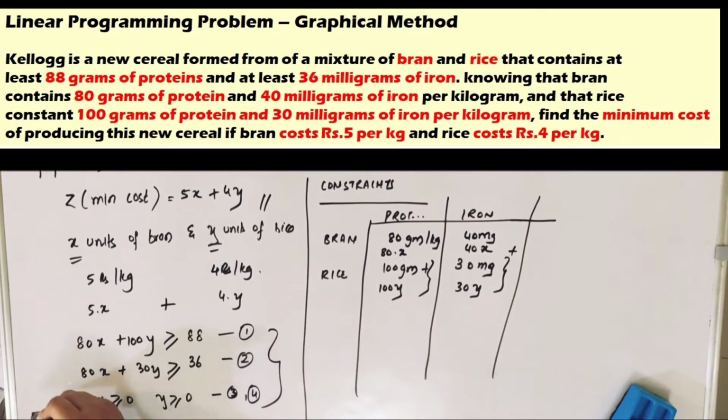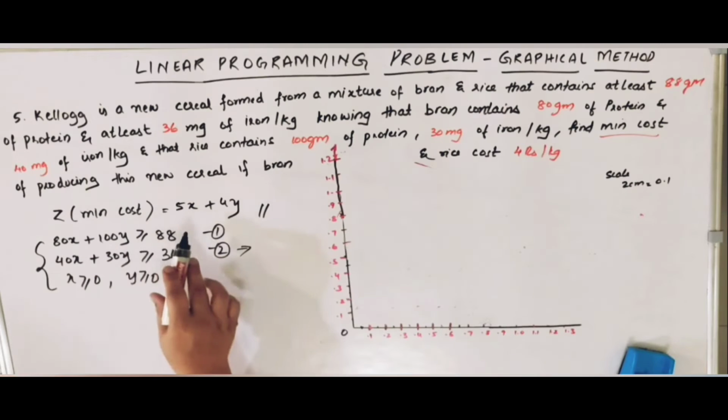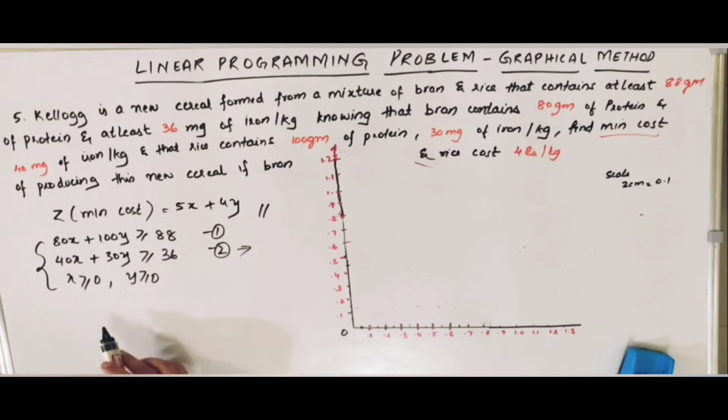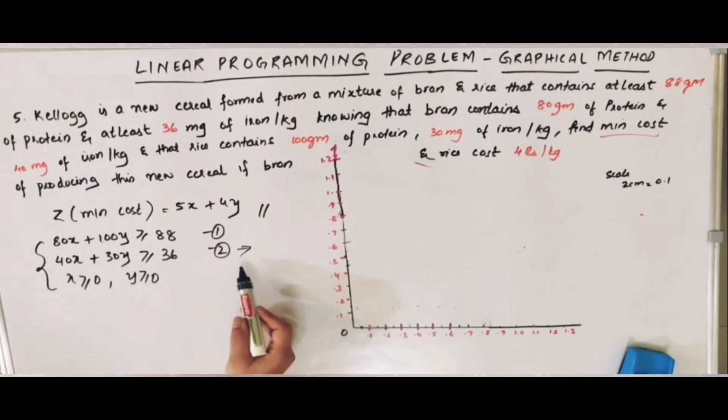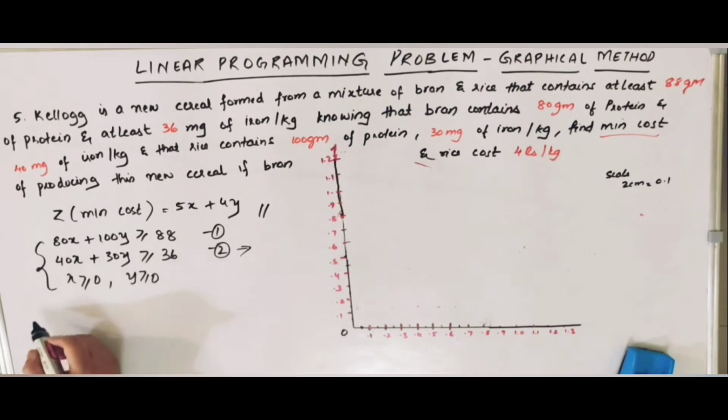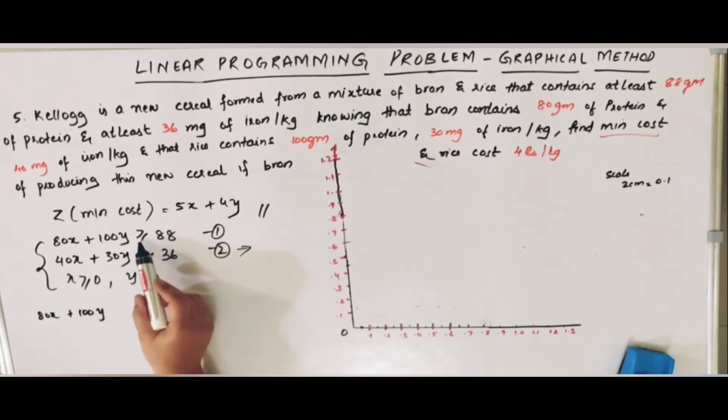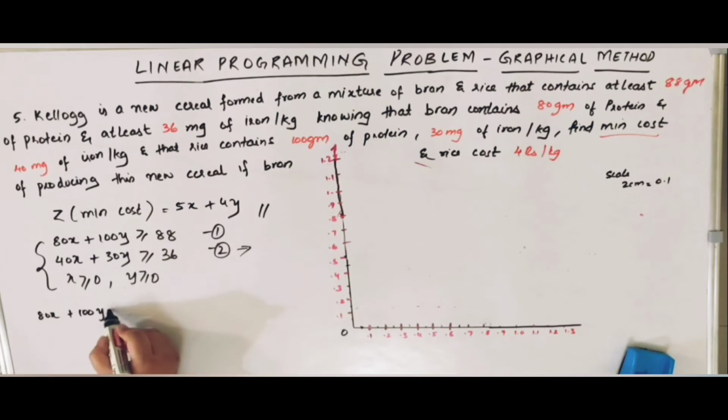So we have our constraints here. We've got the objective function and the constraints. Now the next step is to plot the graph. To plot the graph, we need the points. And how are we going to get these points? We're going to assume X and Y values in both of these constraints and arrive at points. Let's take the first constraint, which is 80x plus 100y. Instead of greater than or equal to, we are going to make it equal to 88, and then we are going to get the values of x and y.